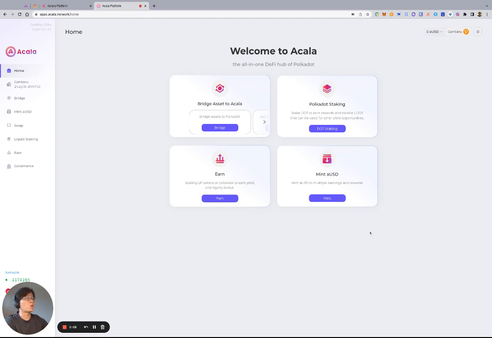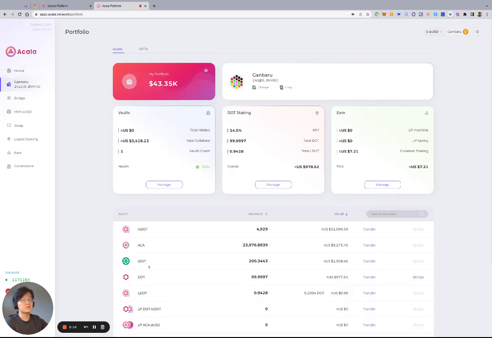Currently, Tdot is already live on the Acala platform. So if you go to the portfolio page, you can actually see Tdot is already enlisted as an asset on the portfolio page. For those who are using the Acala platform app for the first time, one of the first things that you may have to do is to bridge over some assets, DOT particularly, to the Acala network.